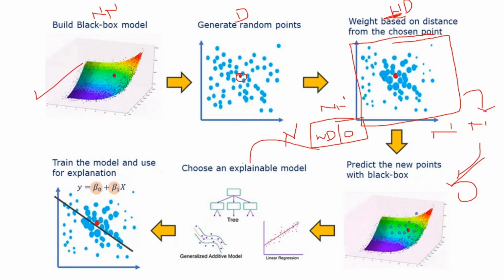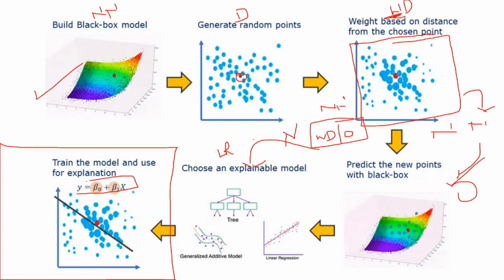Now this is used to train an explainable model. As I told you, for example, let us take linear regression. So this is used to train a linear regression model. Because we are training a linear regression model from the synthetic data set generated, we can get the coefficients from the explainable model. This is how LIME works.